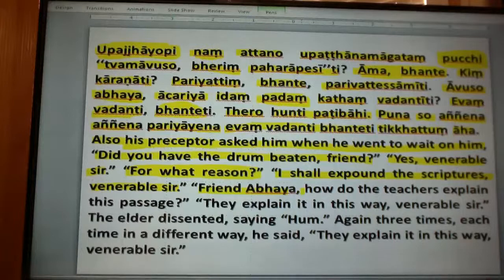So, friend Abhaya, how does the teacher explain this passage? Pada is a passage or word. A group of words we call a passage. In Pali, Pada means one word or a group of words. So different meaning. Anyway, here, explain this passage. So they explain it in that way. He is trying to explain, but the elder, the Prisada, descended. Descended means not agreed, didn't like his explanation. Again, three times he tries to explain, each time in a different way. He said, they, meaning the teachers, explain in that way, Venerable sir. Okay, so what happened next?